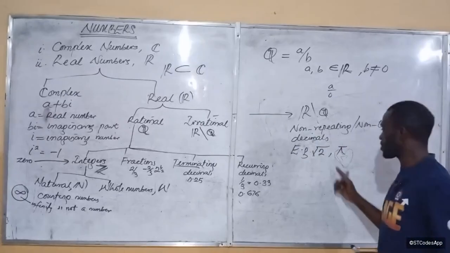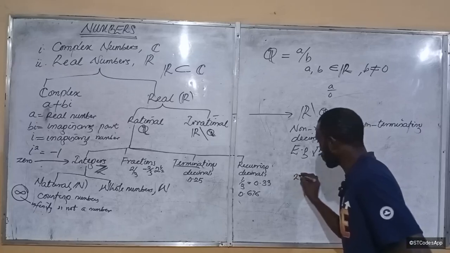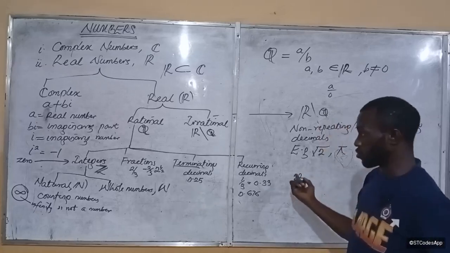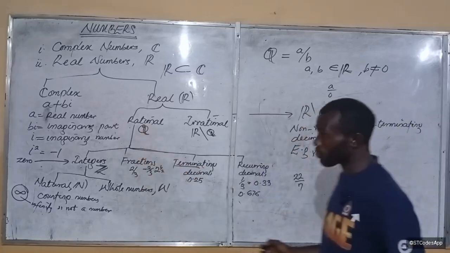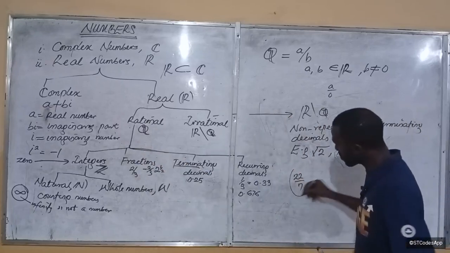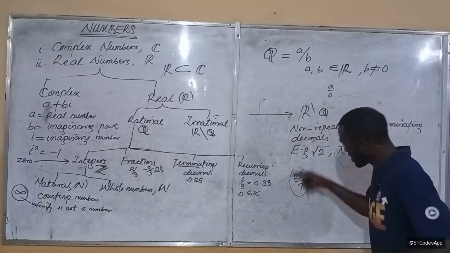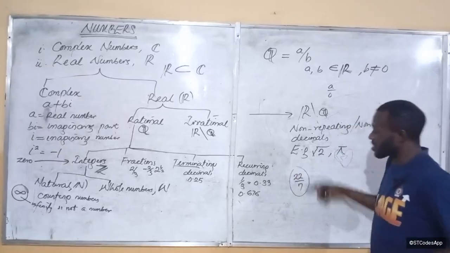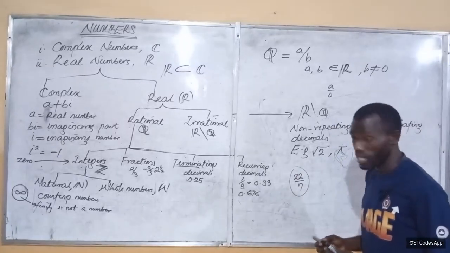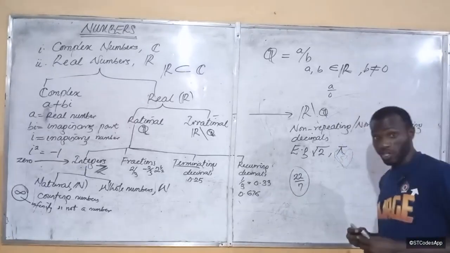Okay, someone has asked me this question before: pi is 22 over 7, so for which reason it should be a fraction, right? Under rational. But no, the best approximation for the value of pi is this fraction. That is why they normally give you 22 over 7, okay? It's not exactly equal.